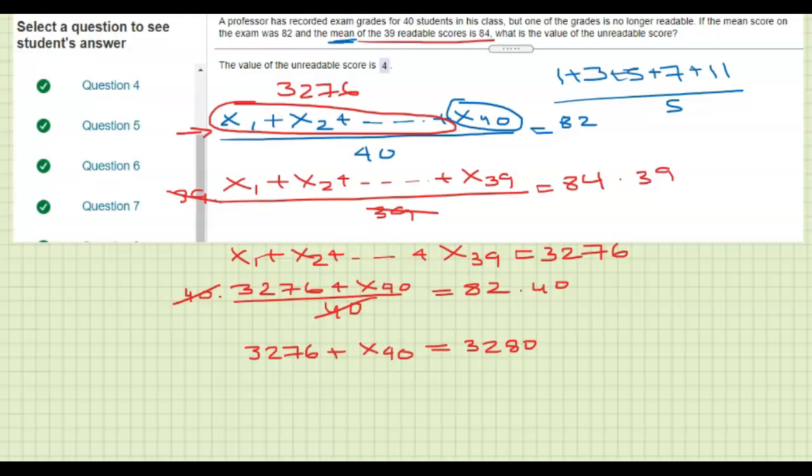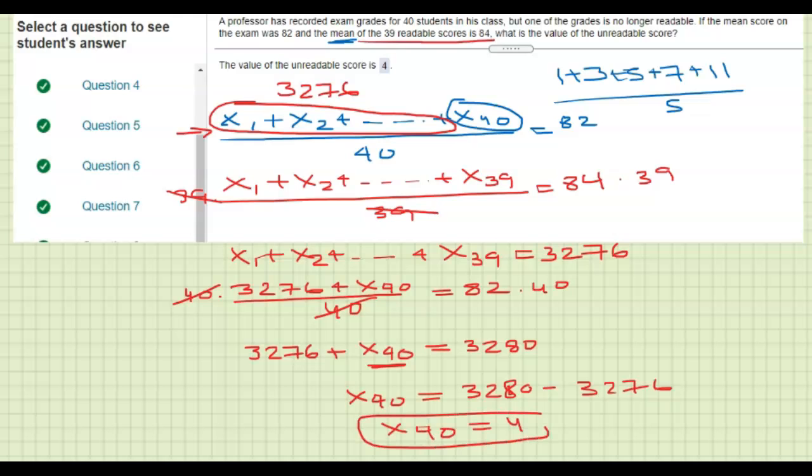So now we've got to figure out what makes the difference. So 3,276 plus what gives you 3,280? So it's plus 4. You can sort of just subtract. So x40 is going to be 3,280 minus 3,276. So that was a score of 4. So that's what you're looking for. That's why your answer is 4 right there.